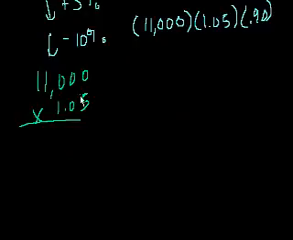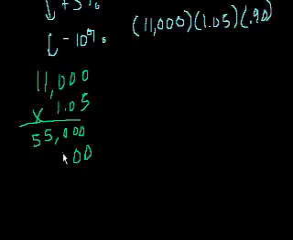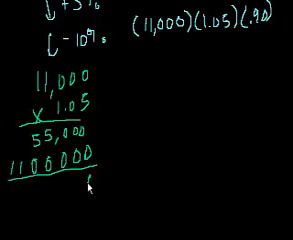5 times 11,000 is 55,000, and then we add 2 zeros. And then 1 times 11,000 is 11,000. You add them up, and we have 2 digits behind the decimal point. So we got 11,550, which is right. It would have been weird if we got 100,000 or 1,000, right? We only had a 5% change.